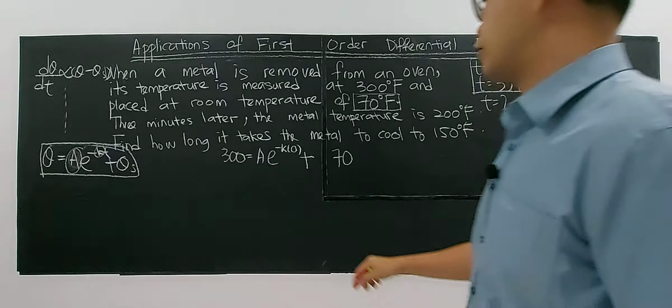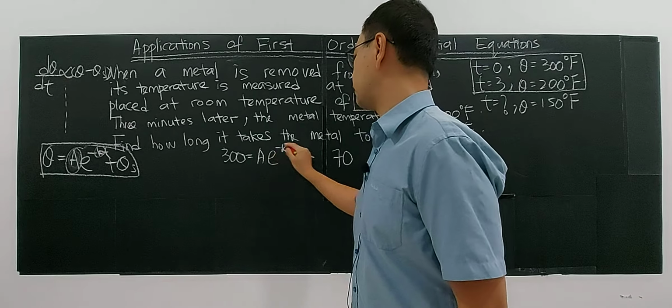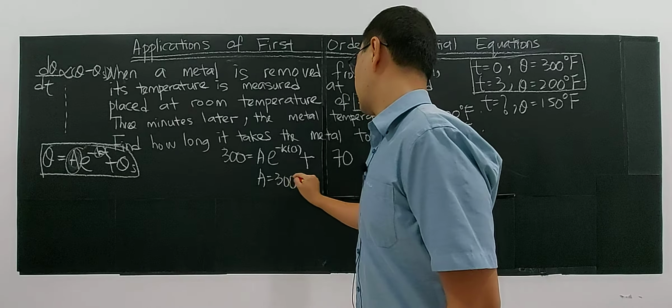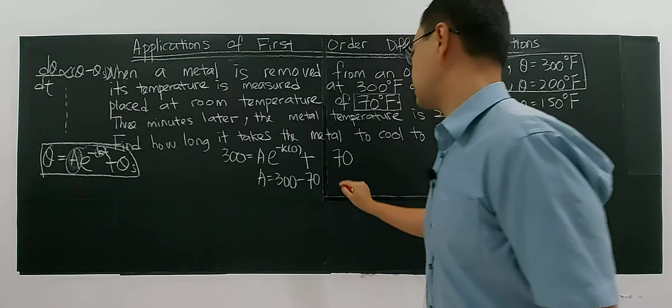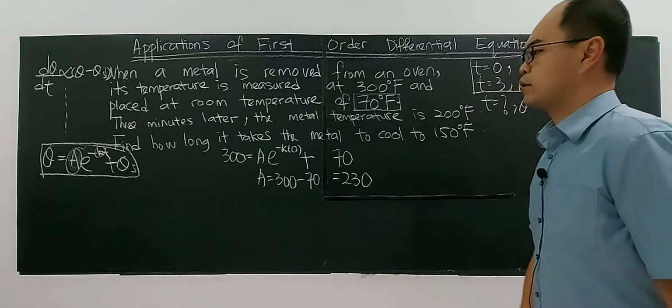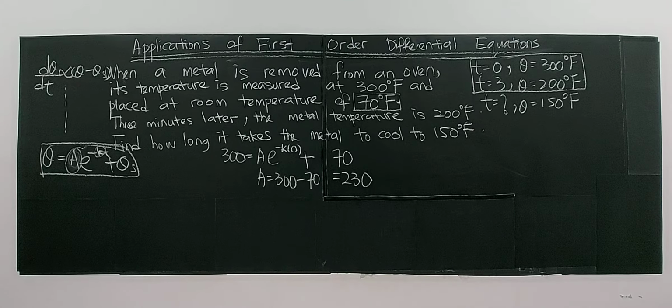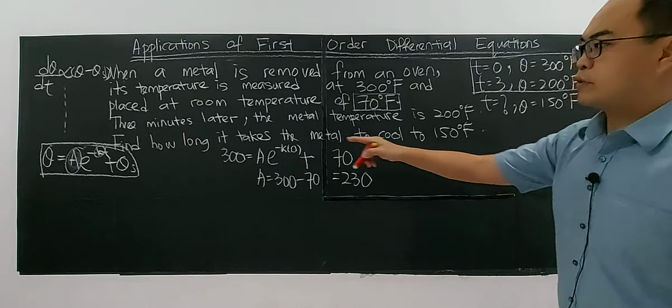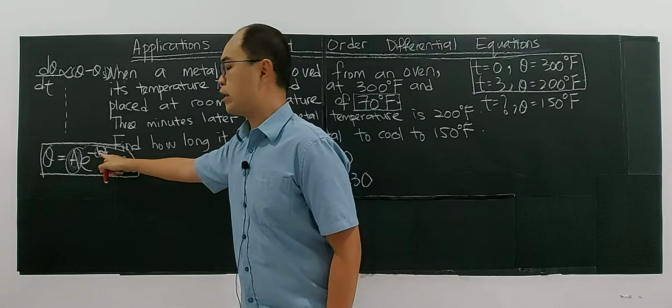So to find the value of A, e to the power of 0 is 1. So A will be 300 minus 70, which gives you 230, right? So you have A to be 230. And of course, secondly, you have to find the value of the cooling constant.